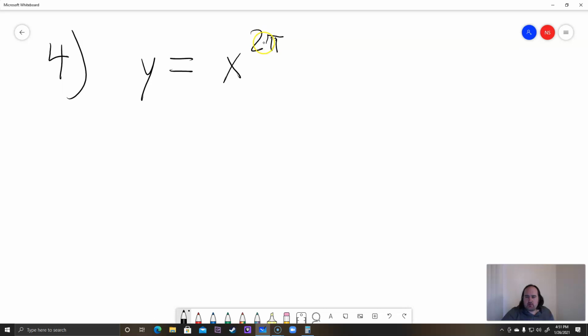So even though the exponent is 2 pi, remember that pi is just a real number. So pi is 3.14159, goes on forever. It's an irrational number, but it's still just a real number. So 2 pi is just a constant. So that's the main thing to realize here.